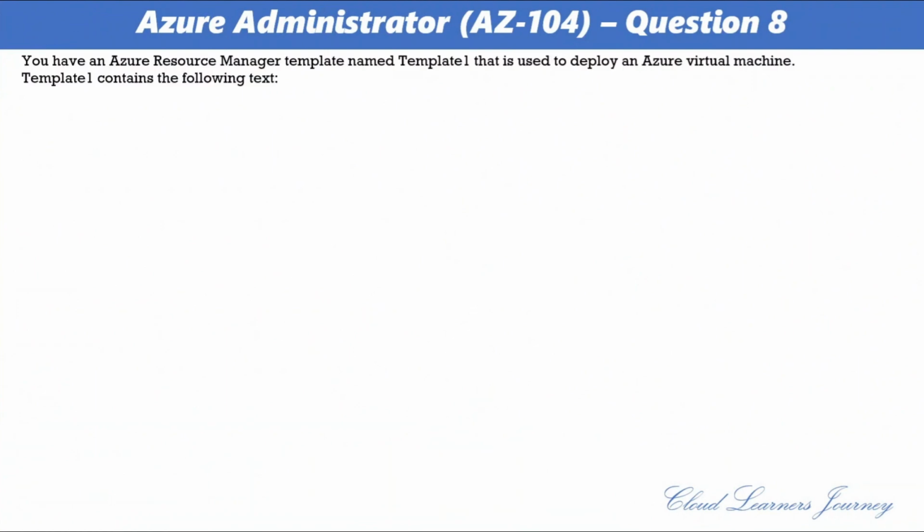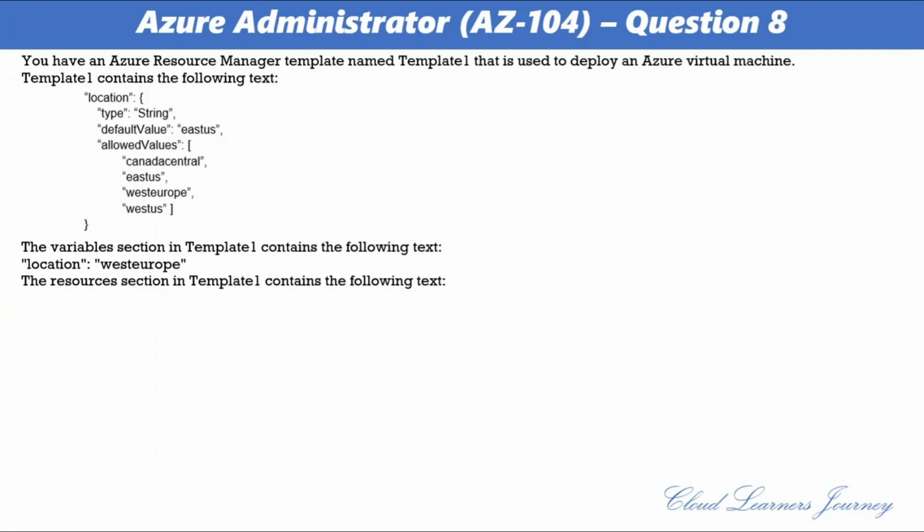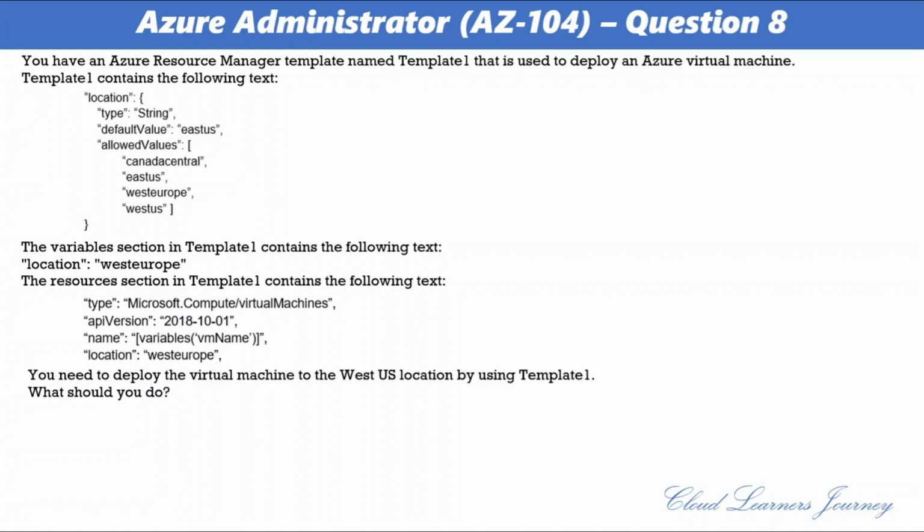Next, question number 8. You have an Azure Resource Manager template named template1 that is used to deploy an Azure virtual machine. Template1 contains the following text. Here we see the type string, default value East US, allowed values are Canada Central, East US, West Europe, West US. The variable section in template1 contains the following text. Location, West Europe. The resource section in template1 contains the following text. Type microsoft.compute/virtualMachines, name variables VM name, location West Europe. You need to deploy the virtual machine to the West US location by using template1.